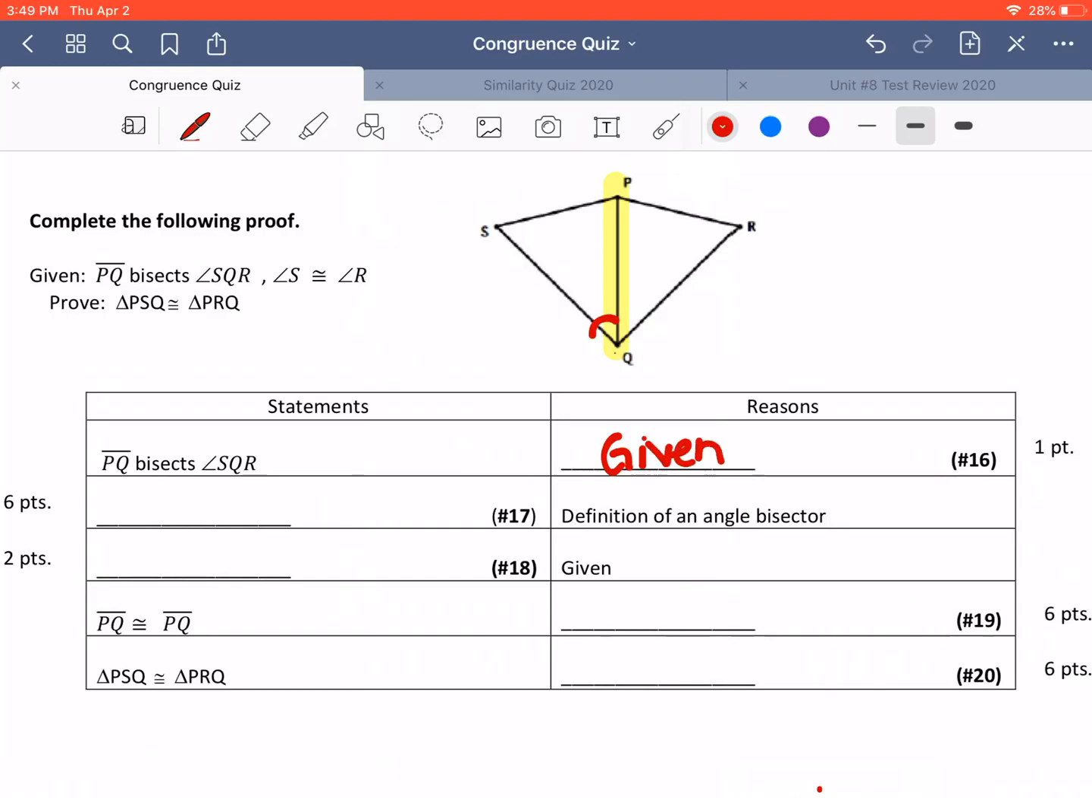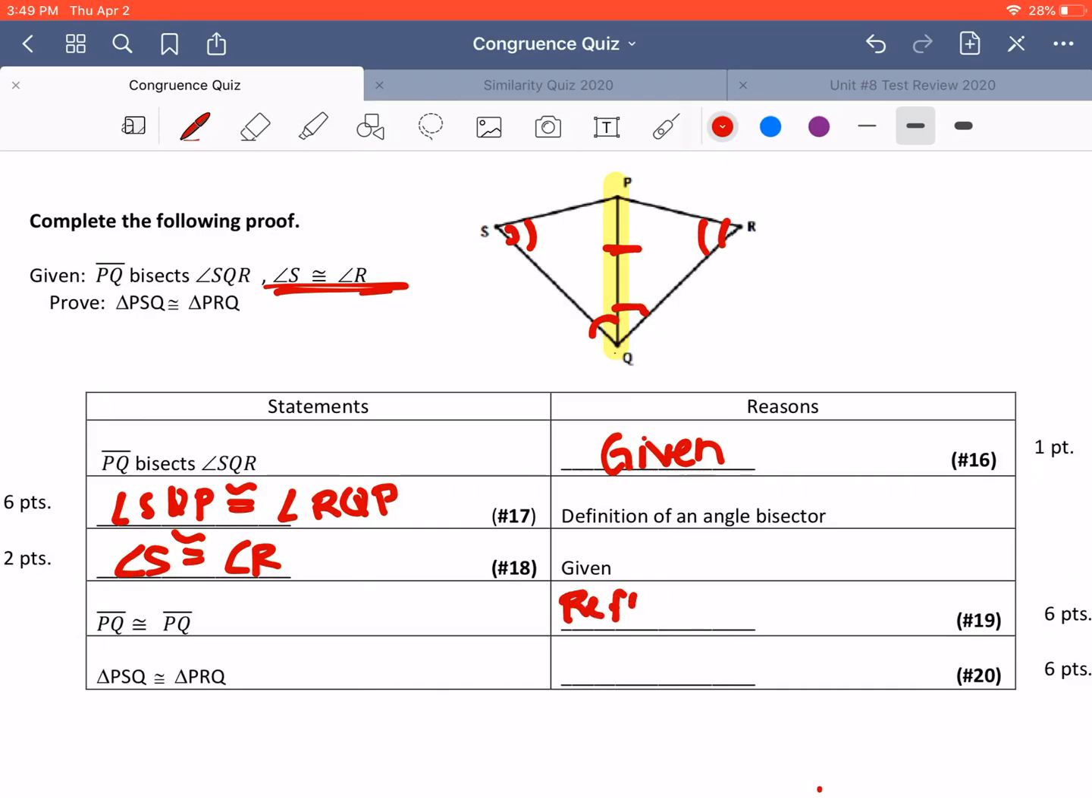And then the next part says definition of an angle bisector. Well, I just labeled it. That angle SQP is congruent to angle RQP. Again, order matters. The next part says given, so that's just this right here. That angle S is congruent to angle R, which I'm going to label in my picture. Okay? Then the next part says PQ is congruent to PQ. That is this line right here. That's based on the reflexive property because they share the same side. They are adjacent.